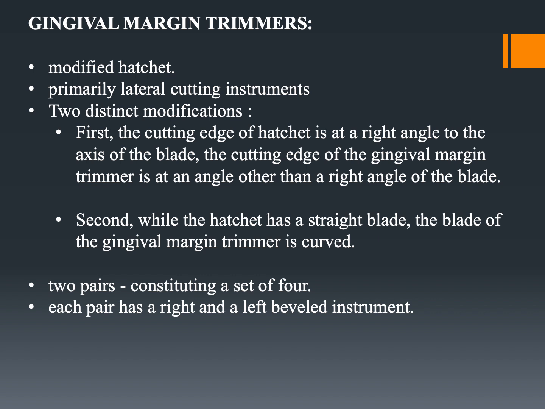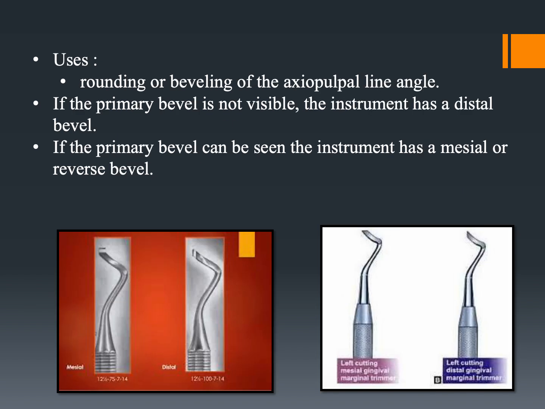Coming to gingival marginal trimmers. This is an important 5-mark question again, and it can also be a part of your 10-mark question. So gingival marginal trimmers are a modified hatchet. It is basically a pair of instruments, and each pair has a right and left beveled instrument, okay. So the use of this gingival marginal trimmer is rounding or beveling of your interproximal line angles only. And so how to identify whether the instrument is right or left? Basically, if the primary bevel is not visible, the instrument has a distal bevel. And if a primary bevel is seen and has a mesial or a reverse bevel, it is a mesial instrument.